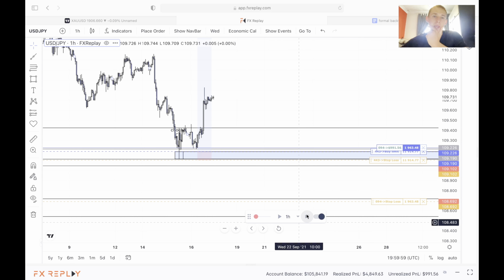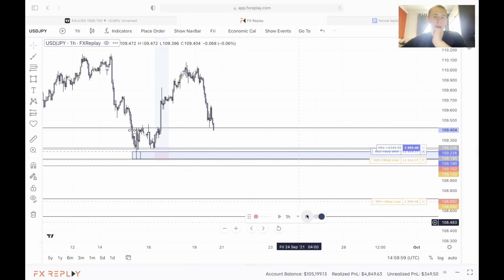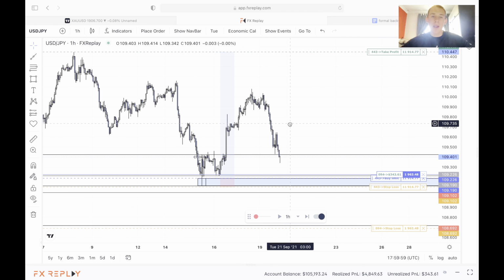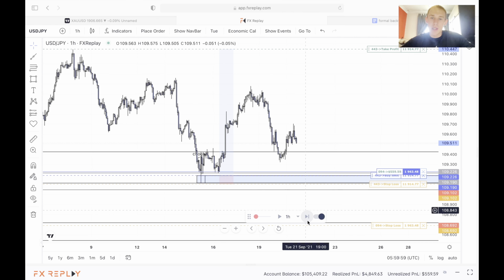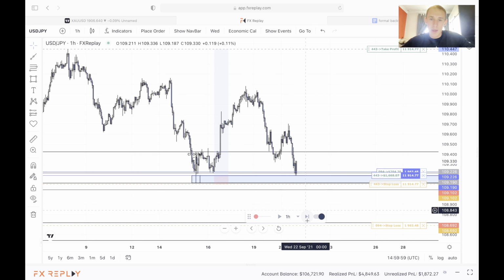Oh, missed at the moment. Let's see if it comes back. And by the way, this trade would still be valid for me unless we see the take profit hit, in which case I would delete the limit. But at the moment, the limit is still valid. There we go, it tagged in.